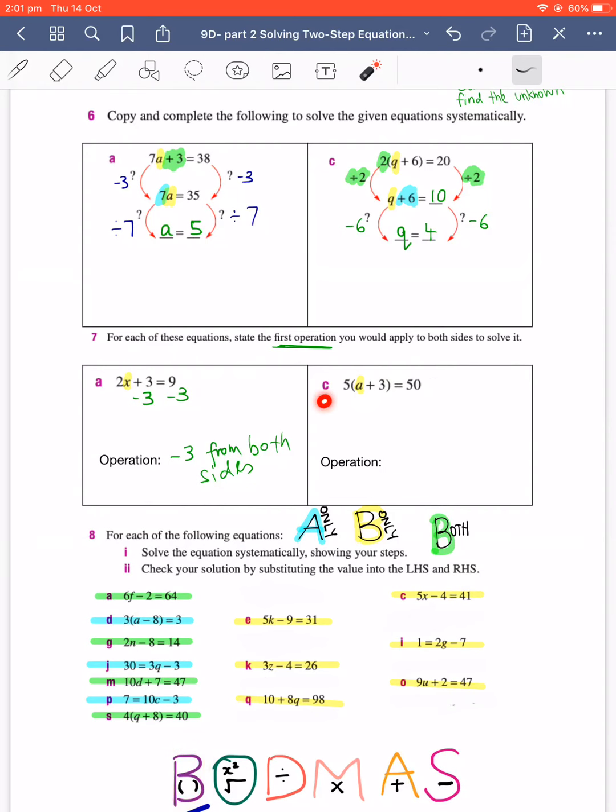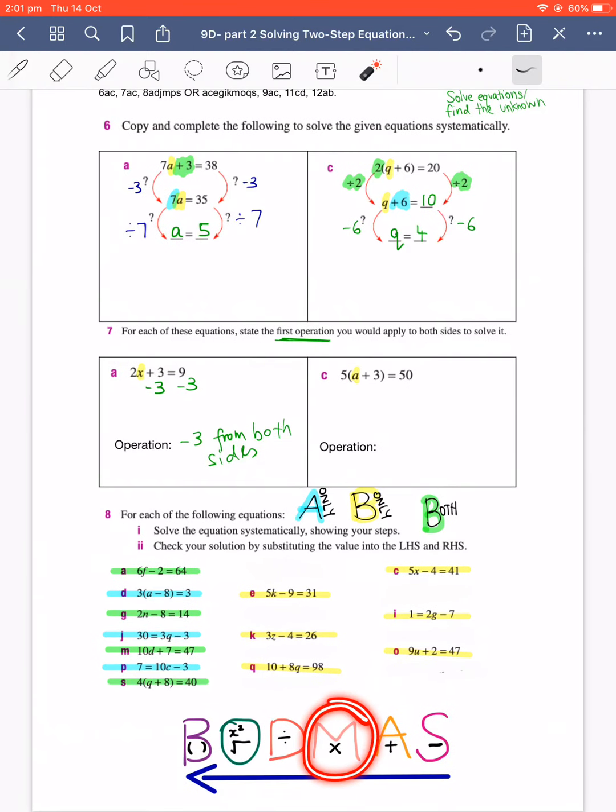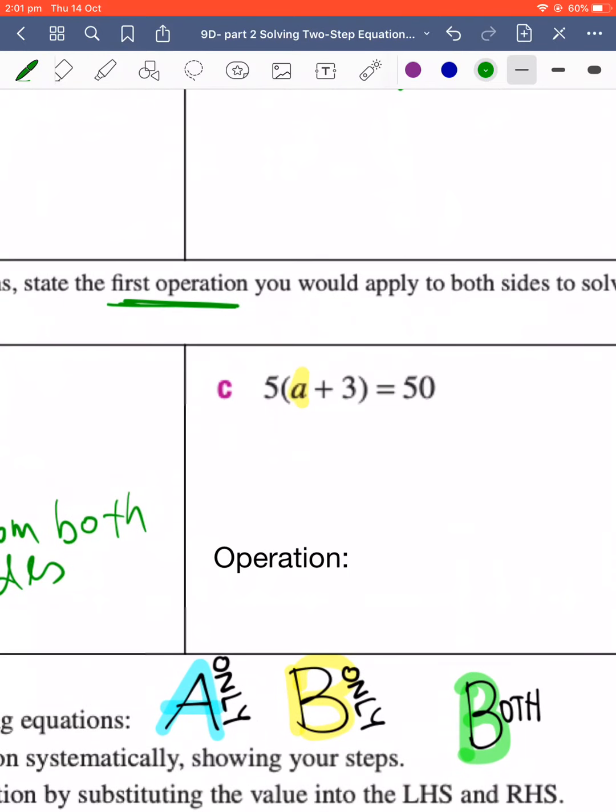So if I'm looking at this, I have 5, which is a multiplication, and I have some brackets. So if I have brackets and multiplication, I'm going to start with my multiplication and undo that first. So let's do exactly that. So I'm going to now divide this whole side by 5, and what I do to one side, I do to the other. You can write it like that, or you could also write it like this. Both mean exactly the same thing. So again, the operation that I've done is I've divided by 5 to both sides.